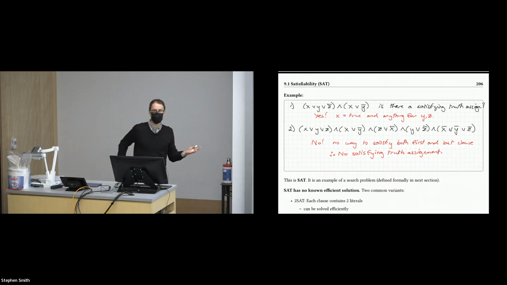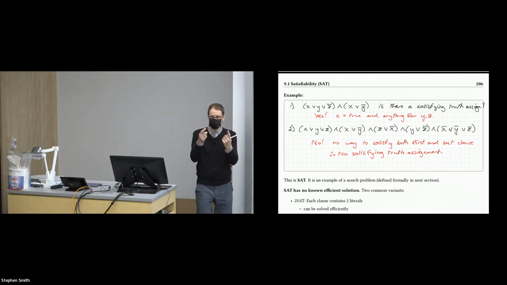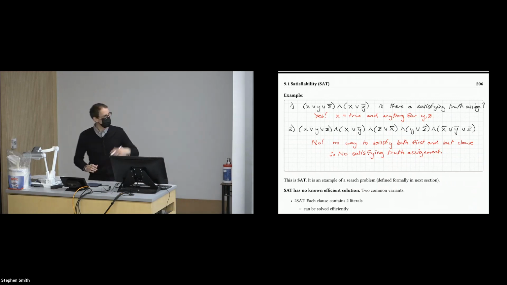Okay, so this is a search problem. Because think about what I'm doing. I'm just going to answer yes or no. I'm going to say yes, there's a satisfying truth assignment, or no, there is not. The first one had an answer of yes, the second one had an answer of no. And so this is the problem that is called SAT, or satisfiability, and it's an example of a search problem.